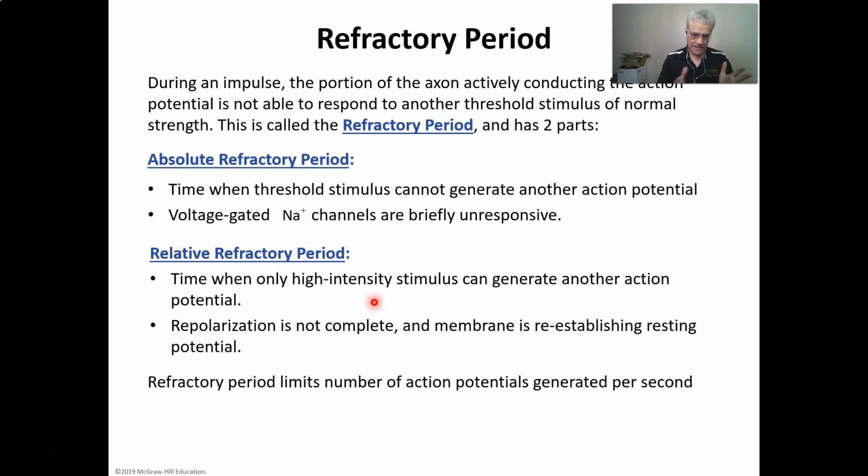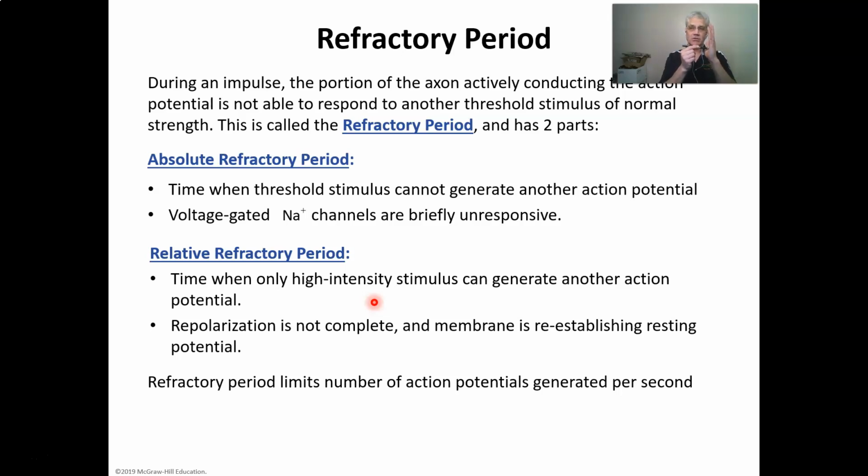The next thing that happens is what we call the relative refractory period. You're only going to get that nerve to fire with a higher intensity stimulus. That means if I take this pen and push it on my palm, at first I might feel a little bit of pressure and I might feel tenderness or maybe even pain.